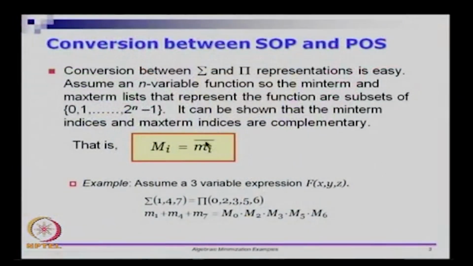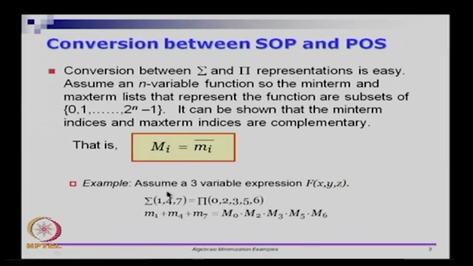One thing you can notice is, if you generalize this setup, the capital M subscript i is the same as small m subscript i complement. So if you take the ith min term and complement it, that gives you the ith max term. And similarly, if you take the complement of the ith max term, that gives you the ith min term. So if two things are complements of each other, it goes in both directions.